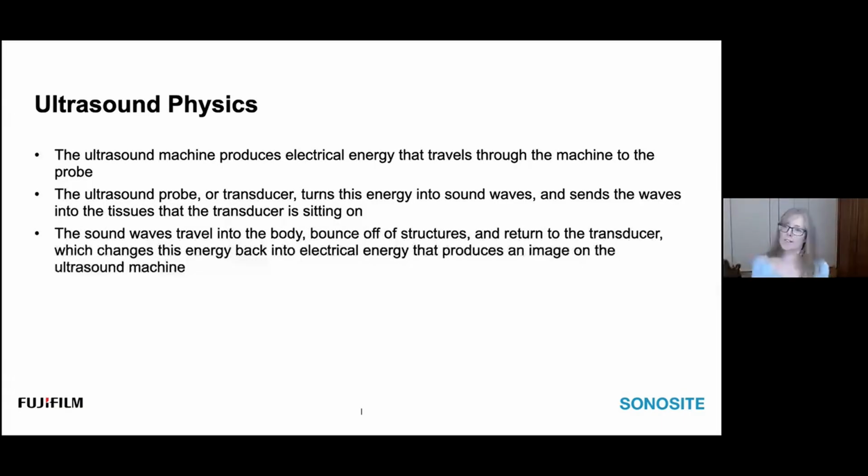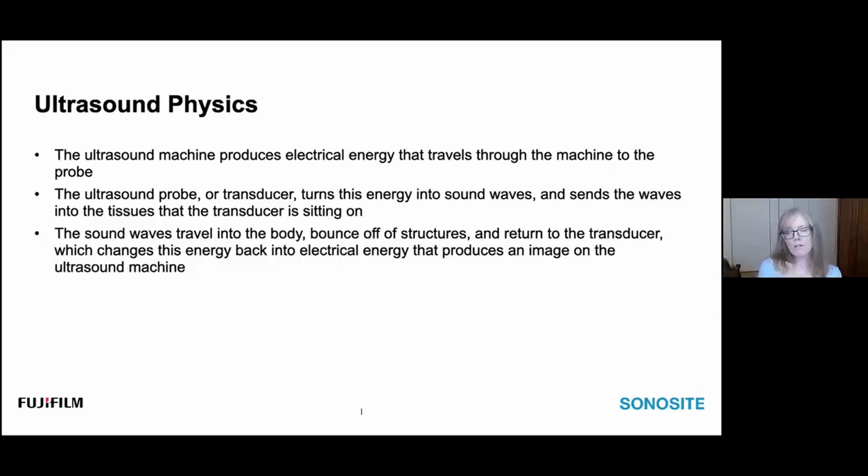So we're nurses. We're not trained sonographers. We are not using this ultrasound as a diagnostic tool. We are using it to help us cannulate. But that doesn't mean we shouldn't have a basic understanding of exactly how the ultrasound works. So let's review a few basics of ultrasound physics.